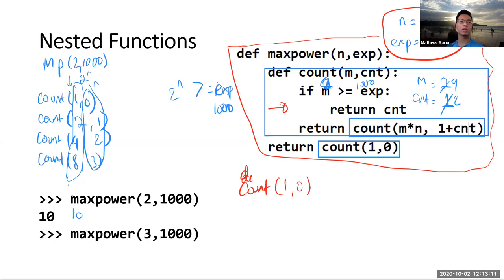So in this case, what is max power 3 and 1000? Can anyone tell me the answer? Right, wow, you guys are very ready to answer.